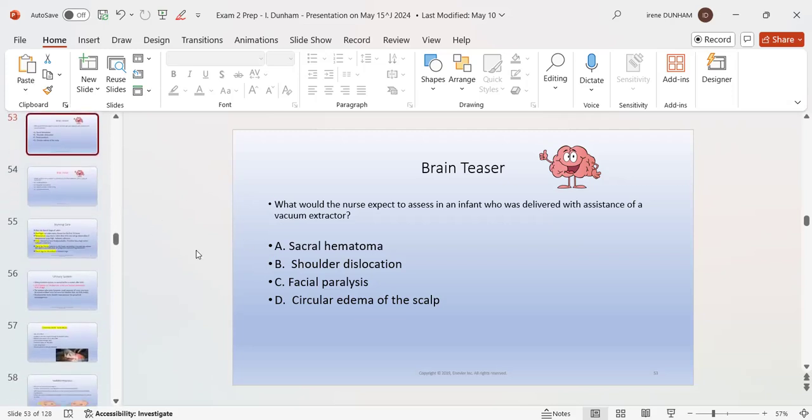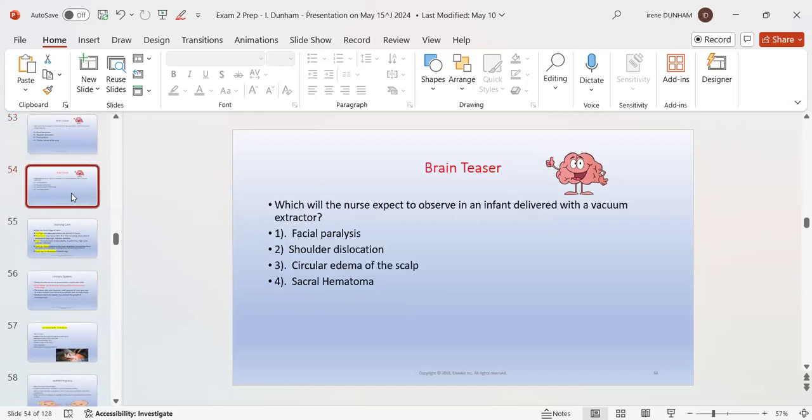Anybody? Anybody with me? And remember the vacuum. So the vacuum is, remember, in a circle. Yeah. So it puts edema under the scalp. Right, exactly. Now, a facial paralysis would be the forceps. Yes. Okay, good.